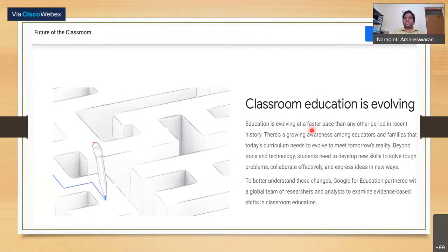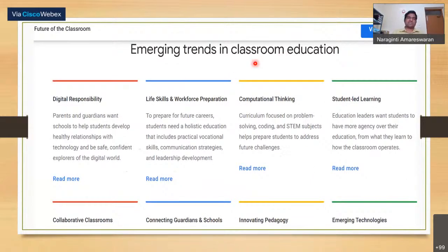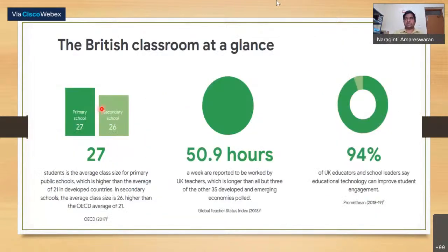So here classroom education is evolving. We can go through it. Emerging trends in classroom education, digital, already whatever I told, this is an explanation they are giving. This is very, very important. If you see here, 27% primary school, 27, secondary school 26, 50.9 hours for 94. So a week in a British classroom at a glance.